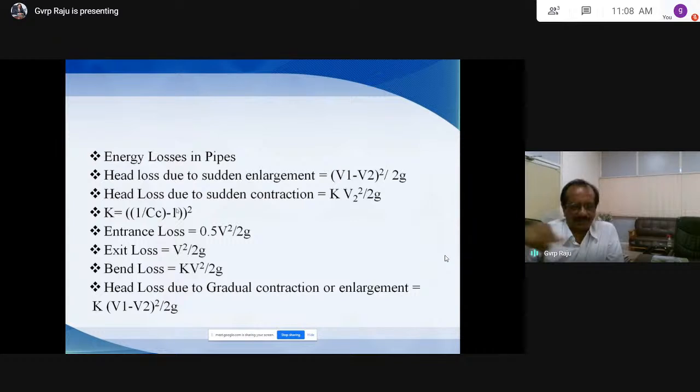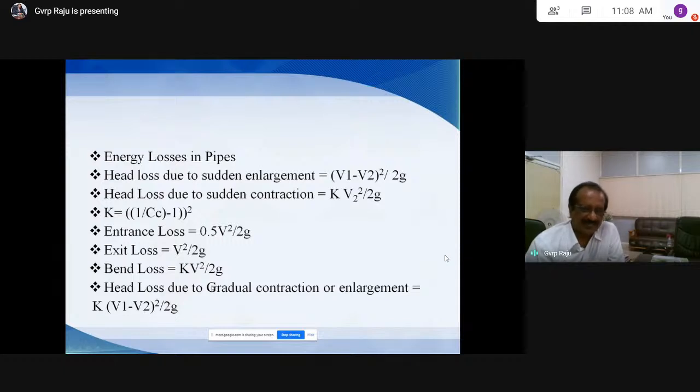Sometimes the pipe is having bend loss. So bend loss, you can remember the equation. Sometimes it may require kV square by 2g. Bend loss is kV square by 2g. And again, head loss due to gradual contraction or enlargement, which is equal to K into (V1 minus V2) whole square by 2g.